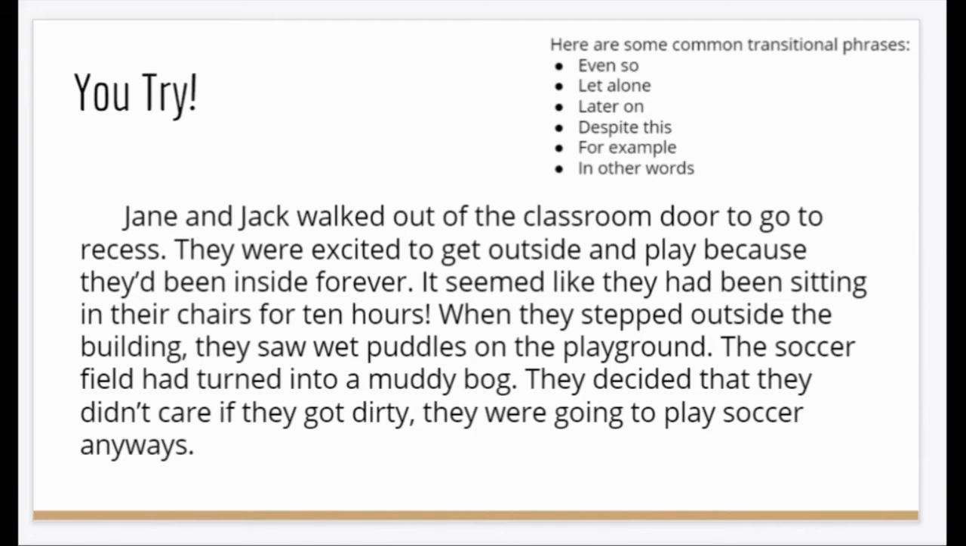So let's read the passage again. Jane and Jack walked out of the classroom door to go to recess. They were excited to get outside and play because they'd been inside forever. It seemed like they had been sitting in their chairs for 10 hours. When they stepped outside the building, they saw wet puddles on the playground. The soccer field had turned into a muddy bog. They decided that they didn't care if they got dirty. They were going to play soccer anyways.